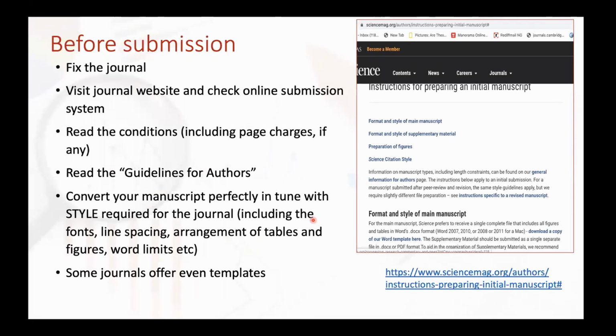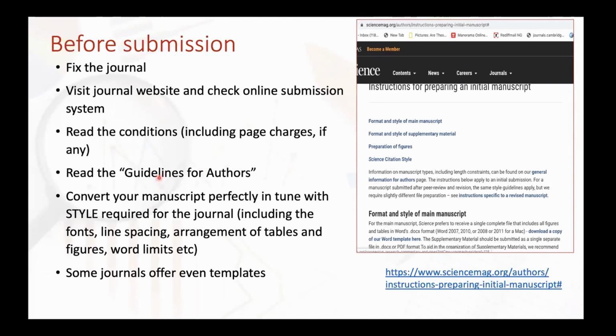Now I am coming to the next part of my presentation, on what to do with the selection of a journal before submission. Before submission, you fix the journal, you finally decide which journal you want to submit to. Then visit the journal website, check the online submission system, read the conditions, including the information to the authors, and including the page charges. You check page charges. If there are page charges, better check. If you don't have money, don't go for that.